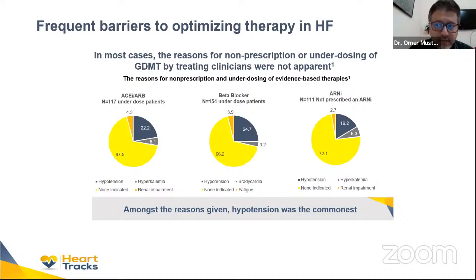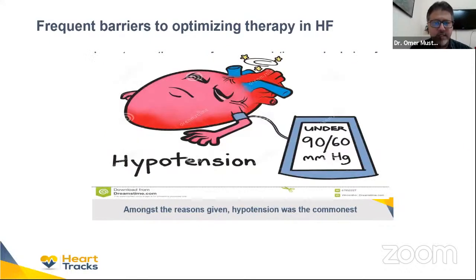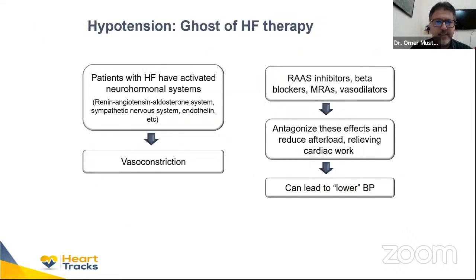The most common feature in all these medications is hypotension. Very important. The moment we start any heart failure medication, the patient comes to us with a BP of 96/60, and then we stop the dose, we decrease the dose, we make it half, and this is how we don't give the patients the optimal benefit of that therapy. So this is the most important barrier among all, hypotension. It's like the ghost of heart failure therapy.